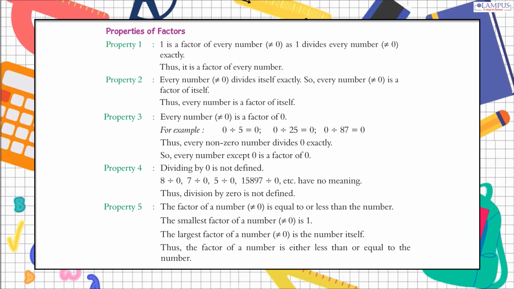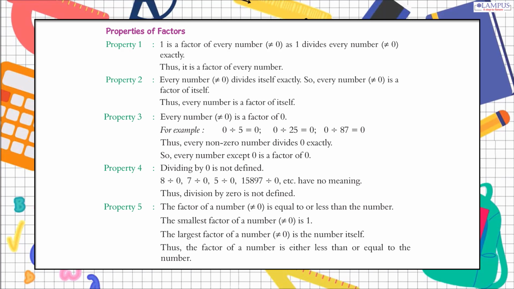Property 3. Every number, not equal to 0, is a factor of 0. For example, 0 divided by 5 equals 0, 0 divided by 25 equals 0, 0 divided by 87 equals 0. Thus, every non-zero number divides 0 exactly. So, every number except 0 is a factor of 0.